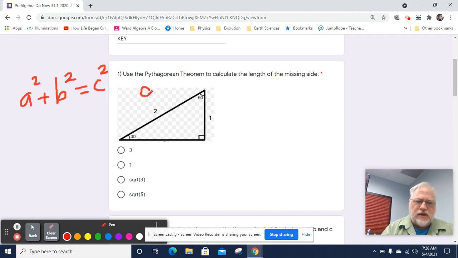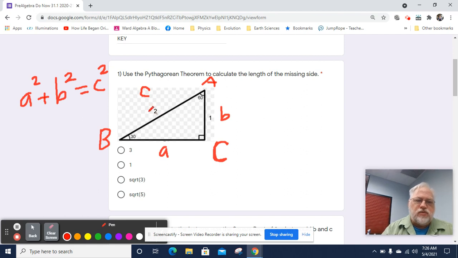So this is C. It doesn't matter which one of these is A or B, but if I declare that that angle is A, then this side is side A, and if I call this angle B, then this side is side B, and then that means this angle is angle C. So there's a little convention of labeling, but it is somewhat arbitrary which one of these is A or B, but this one has to be C. The hypotenuse has to be C.